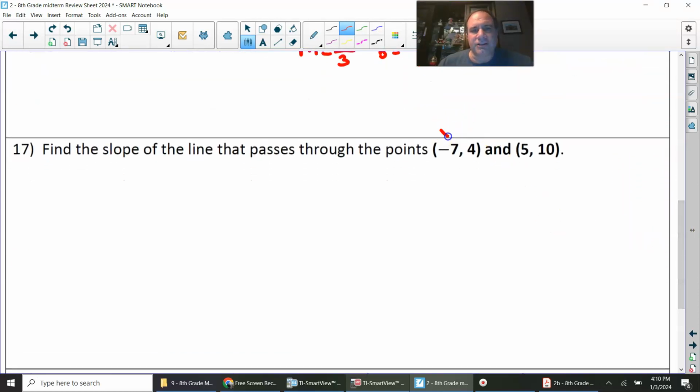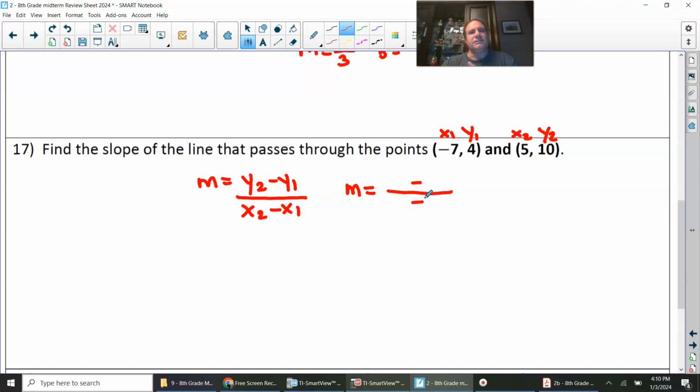Find the slope of the line that passes through the points (-7, 4) and (5, 10). So the first thing that you do is label x1, y1, x2, y2. You have the slope formula as y2 minus y1 over x2 minus x1. That's why it's so important to label, because then you know exactly what to put in its place. So y2, and by the way, you put m equals and you set it up just like this. See these subtraction symbols? That's from the formula itself. So y2 is 10. y1 is 4. x2 is 5.